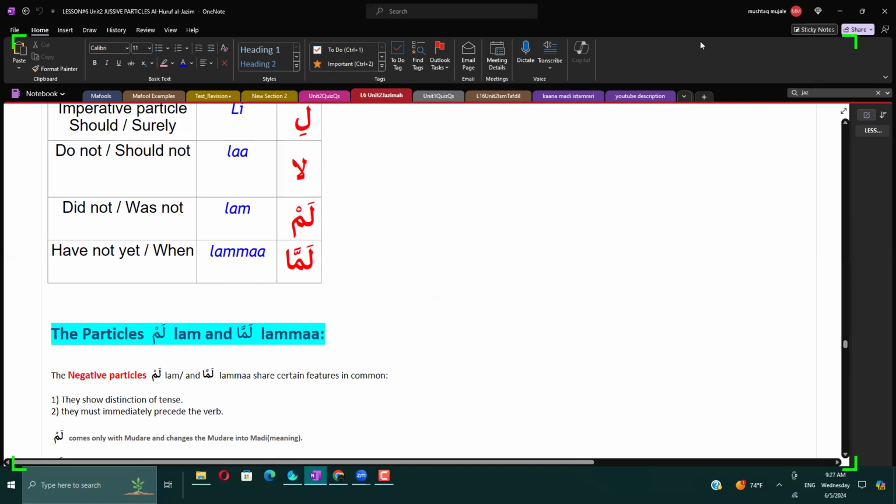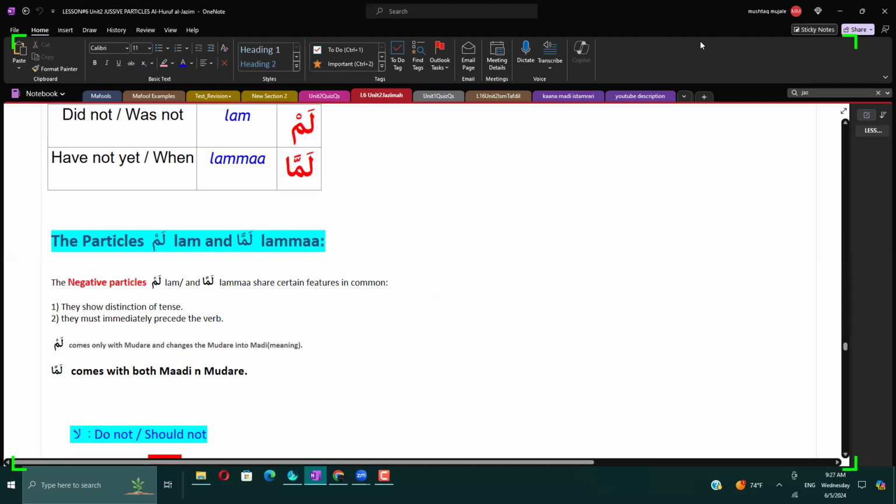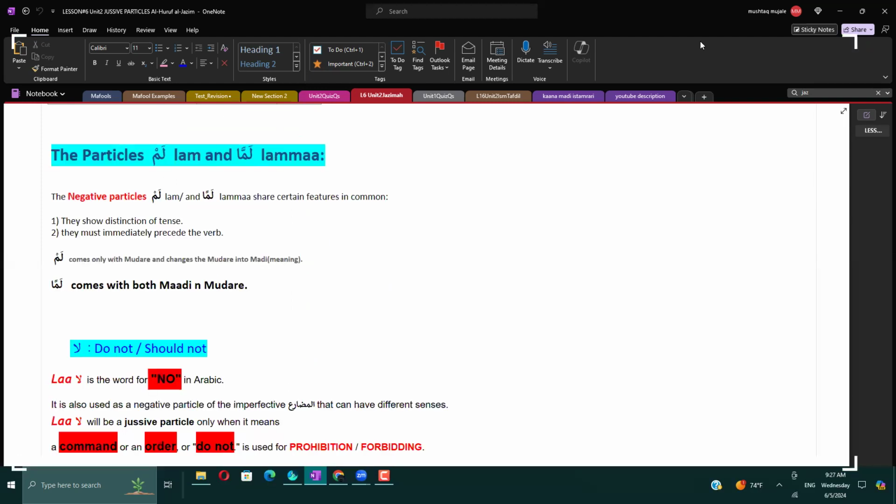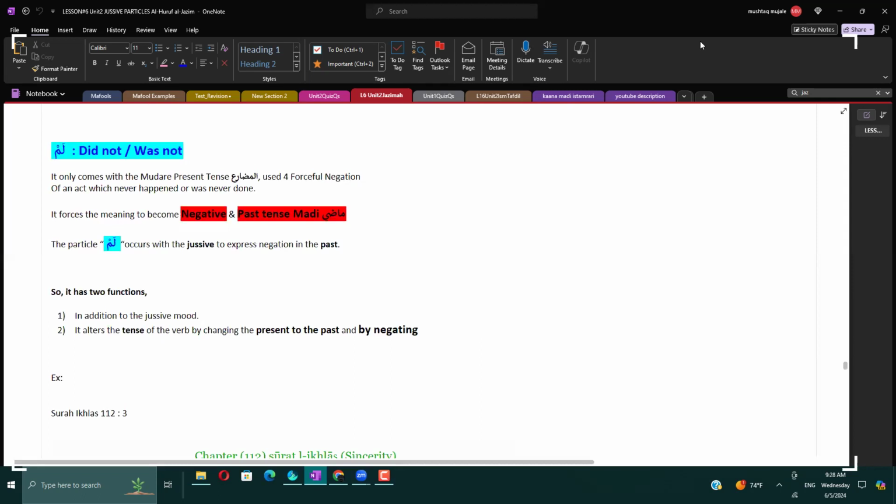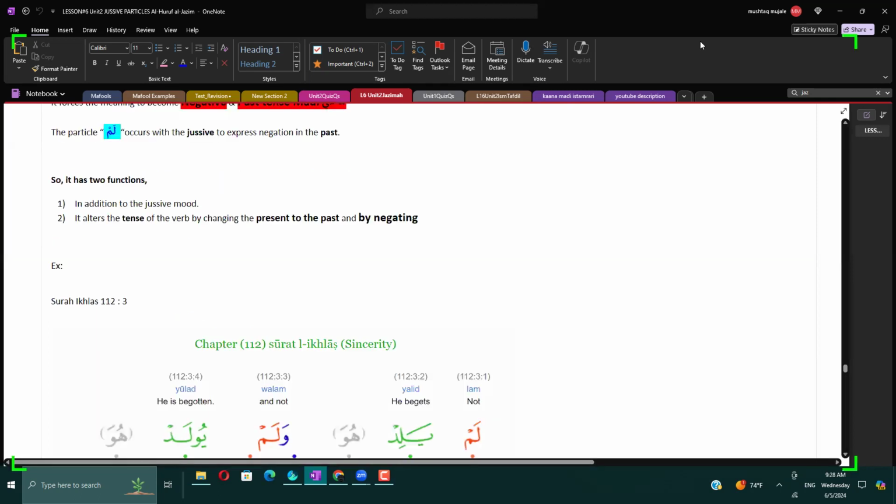The particles lam and lamma are the negative particles. They share certain features in common: they show distinction of tense, and they must immediately precede the verb. Lam comes only with the mudare and changes the mudare into madi.